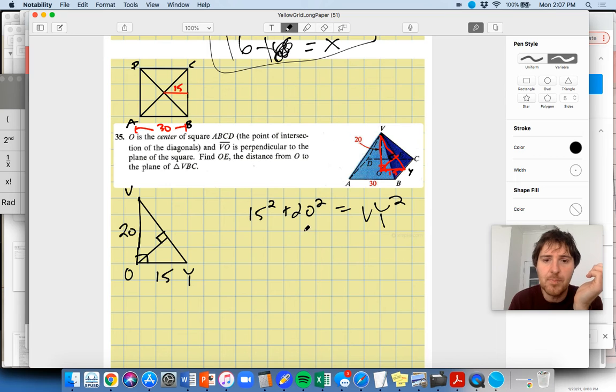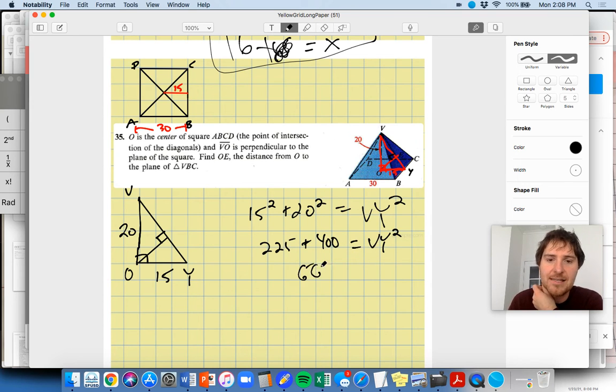Maybe I made a mistake on this part. 15 squared is 225. 20 squared, I did 30. That was my mistake in the last video. Now I've got what my mistake was. 20 squared is 400. I did something silly last time. Okay, anyways, VY squared: 225 plus 400 is 625.